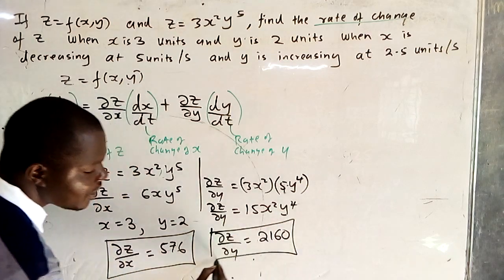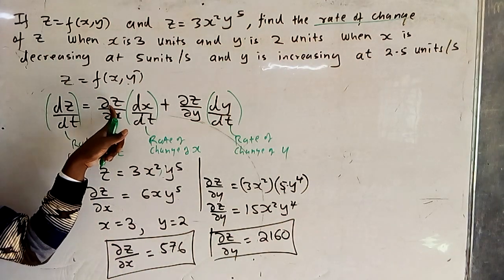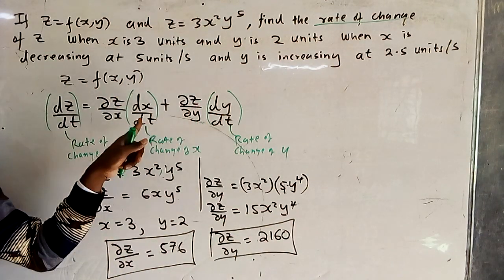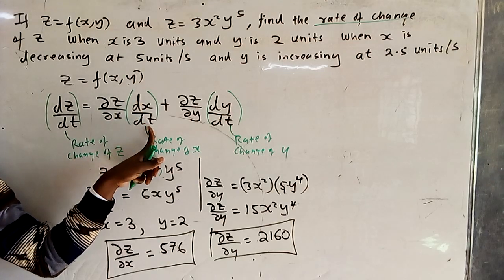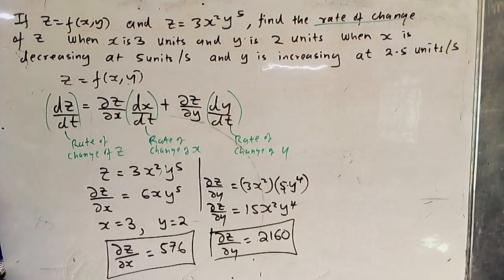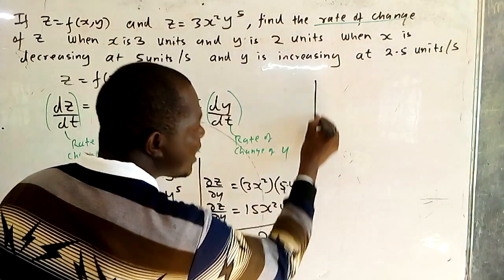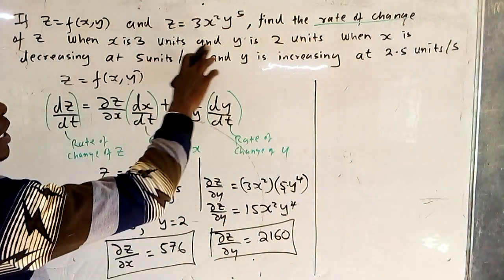So what is left? We found this partial derivative. We found this partial derivative. So what is the rate of change of x with respect to time? What is the rate of change of y? You've been given, isn't it? Are we together? You've been given. So what have you been told?